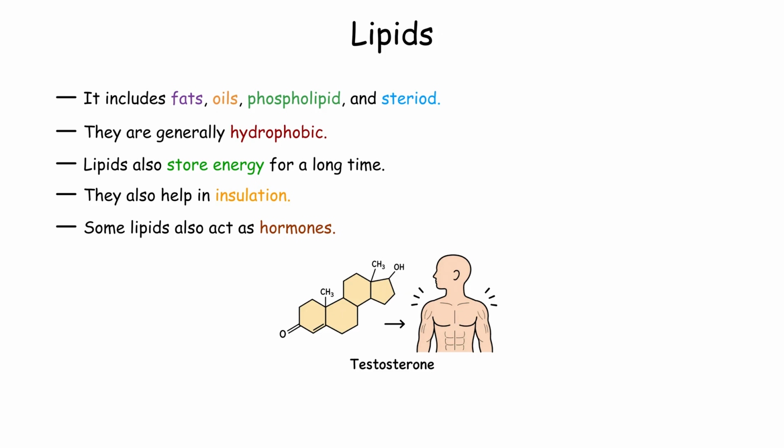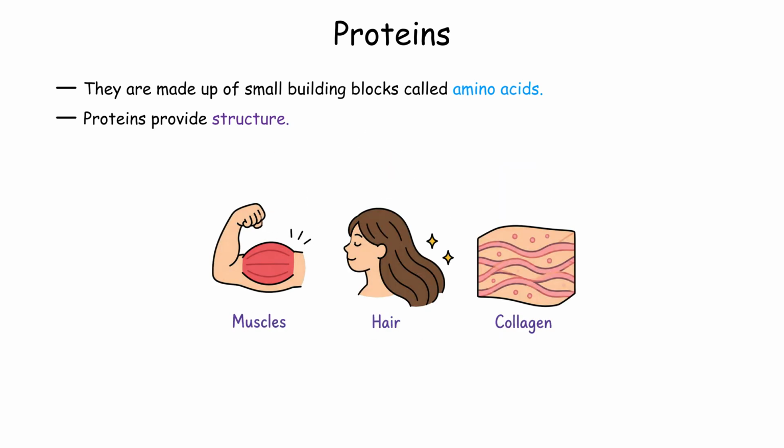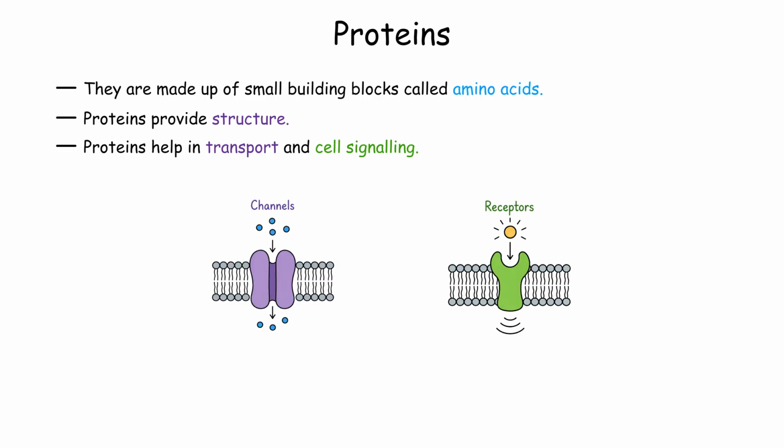Now let's move to the third group: proteins. Proteins are made up of small building blocks called amino acids. These amino acids join together in different orders, and because of this, proteins can perform many different functions inside cells. Some proteins provide structure. For example, muscles, hair, and collagen contain proteins. Some proteins are present in the cell membrane as channels and receptors.